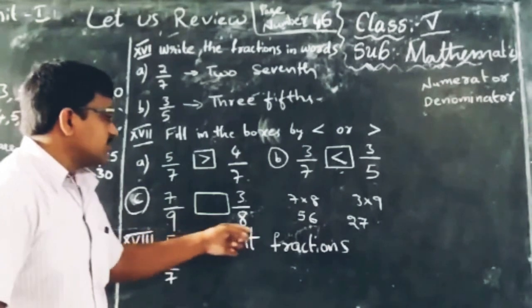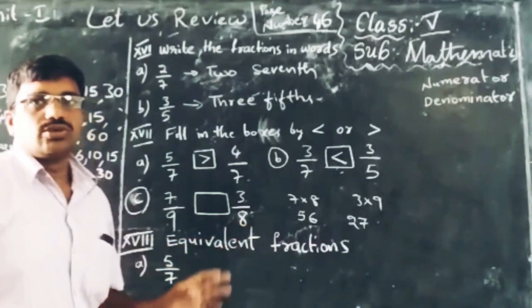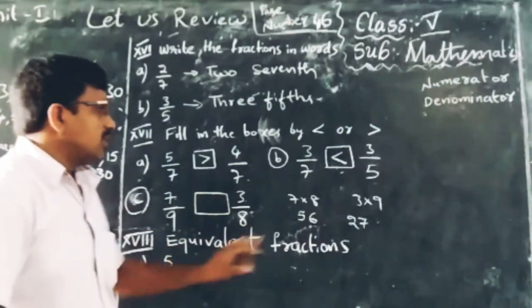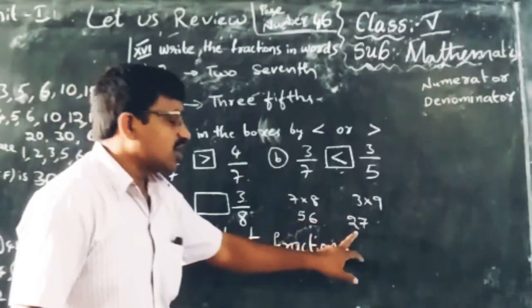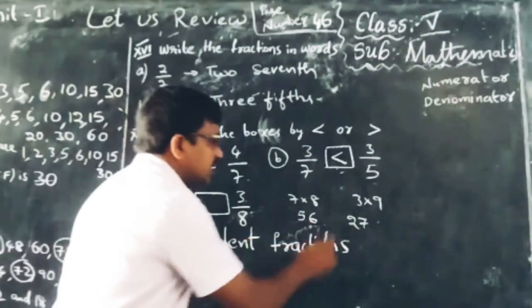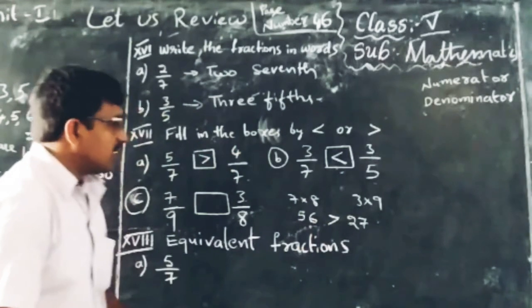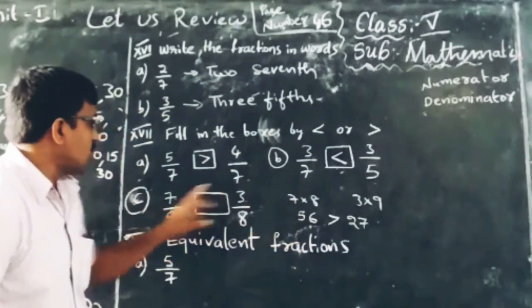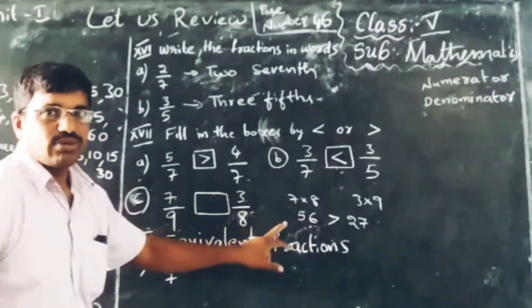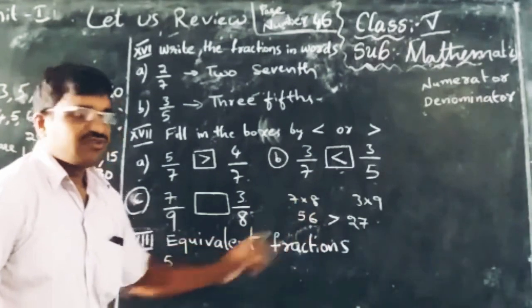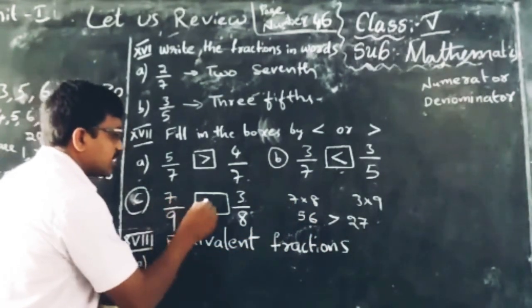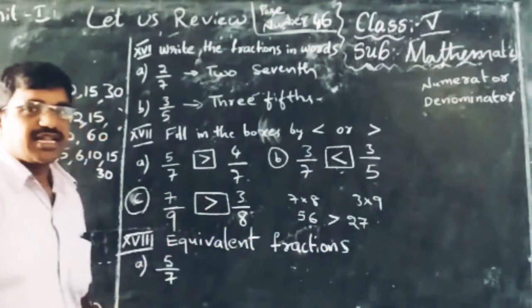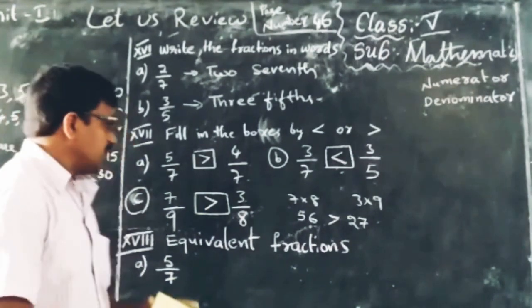At that time the fractions become equal in denominator. Now is 56 greater or is 27 greater? Obviously 56 is greater. Now 56 is for what? For 7 by 9, the numerator is 56. So your 7 by 9 is greater than 3 by 8.